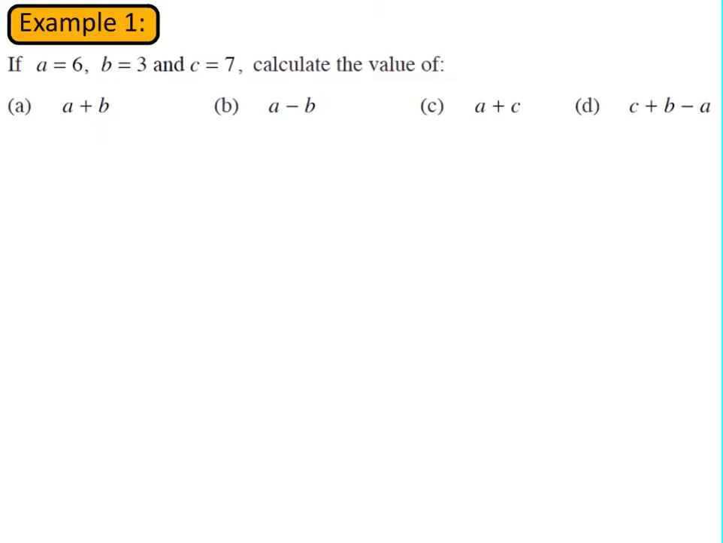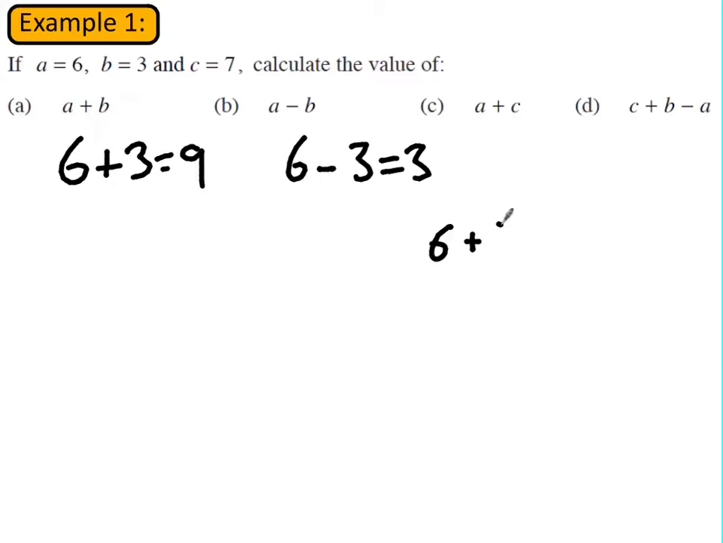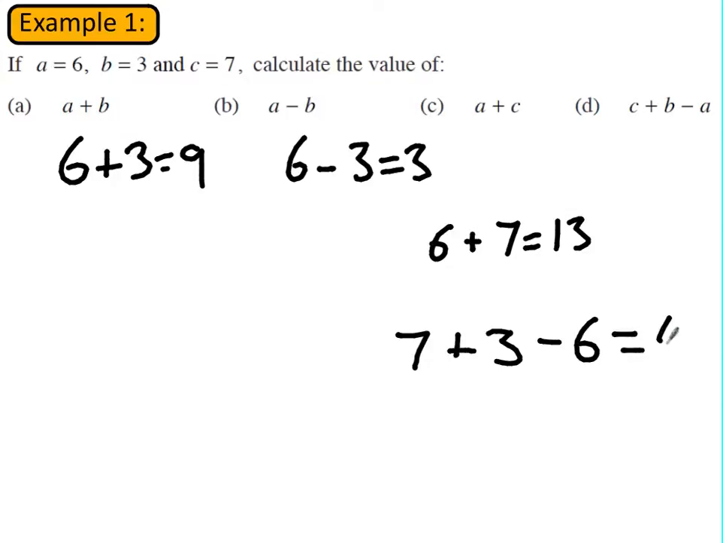So, in A, rather than A plus B, we've got to do 6 plus 3, which of course is 9. In part B, we've got A, which is 6, take away B, which is 3. So, of course, the answer is 3. In part C, we've got A, which is 6, plus C, which is 7. So that's 13. And in part D, we've got 7 plus 3, take away 6, which is, of course, 4. So that's a nice, easy start.